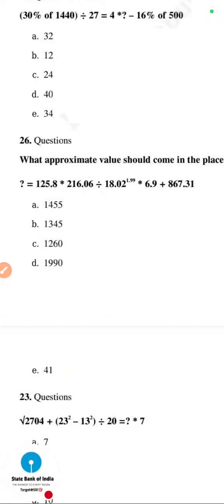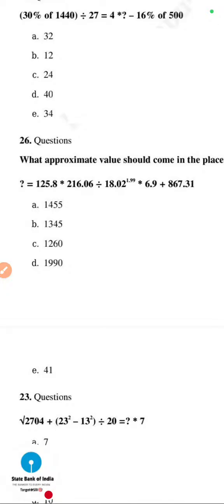Here question mark equals to 125.8, which we will take as 126, into 216 divided by 18.02 whole power 1.99, which means 18 square, which is 324. Let's take it as 18 into 18 only, into 6.9, which we take as 7, plus 867. So we have 18 7 times will be 126, and 18 12 times will be 216.